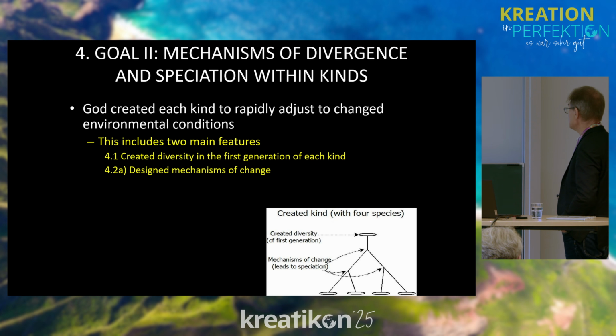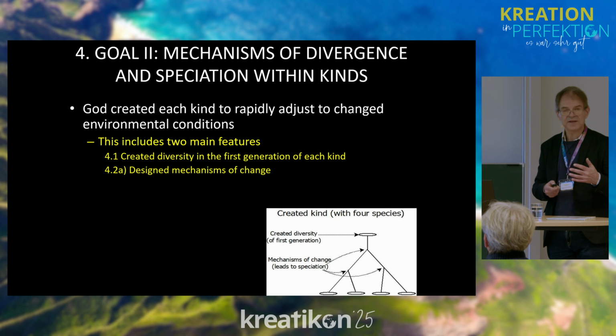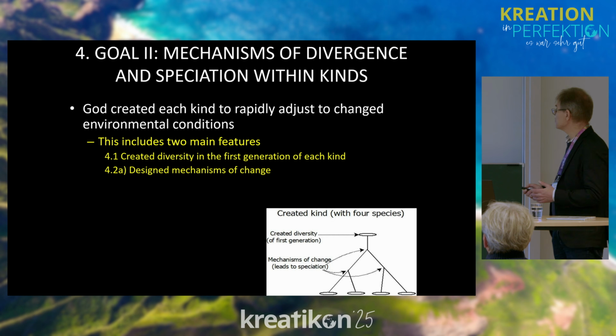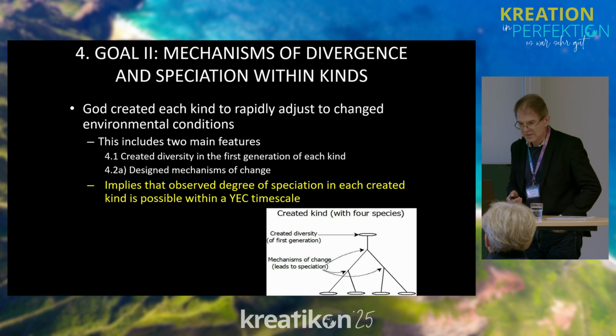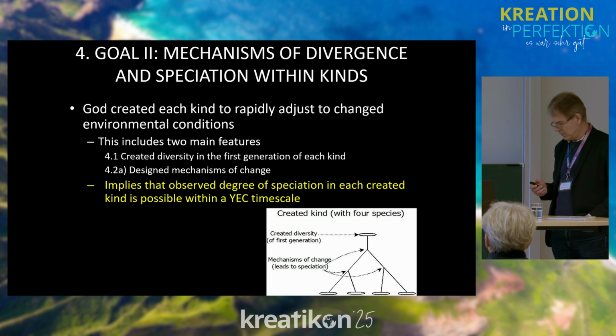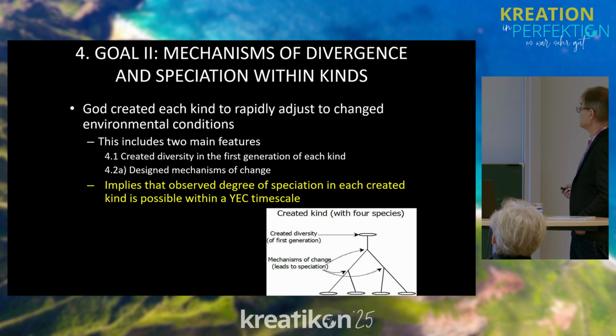And then we need mechanisms of change in order for those speciations to happen. But we also have created diversity in the first generation. God created the first generation of organisms of that particular kind like a Swiss Army knife, including the possibilities to adjust to environmental changes in the future. And based on that created diversity in the first generation, these design mechanisms of change could take place and cause speciation later on in the history of this kind. That implies that in many kinds we have lots of species today, and that means that the observed degree of speciation in each created kind is possible within a young Earth creationist time frame, because of the created diversity and the design mechanisms of change.